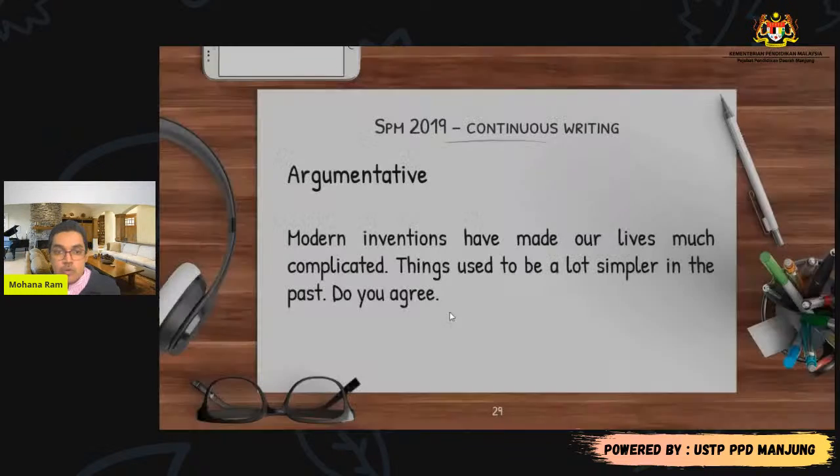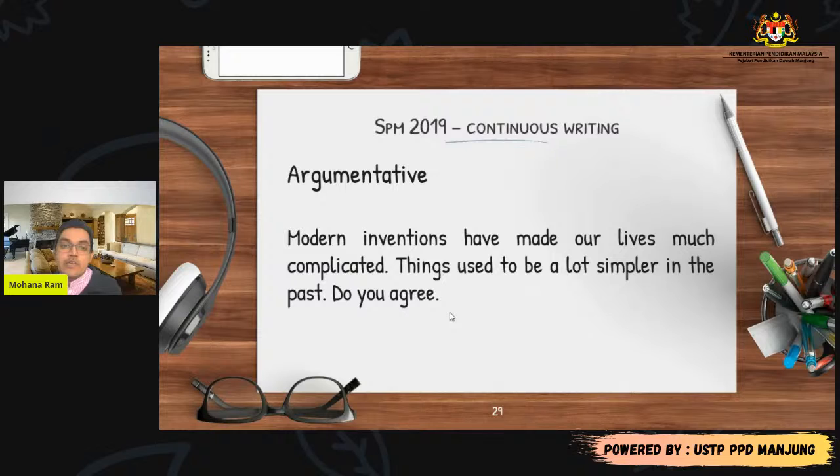Now let us look at the second question. The second question was an argumentative question. For example, modern inventions have made our life much complicated. Things used to be a lot simpler in the past. Do you agree? There must be a question mark there.